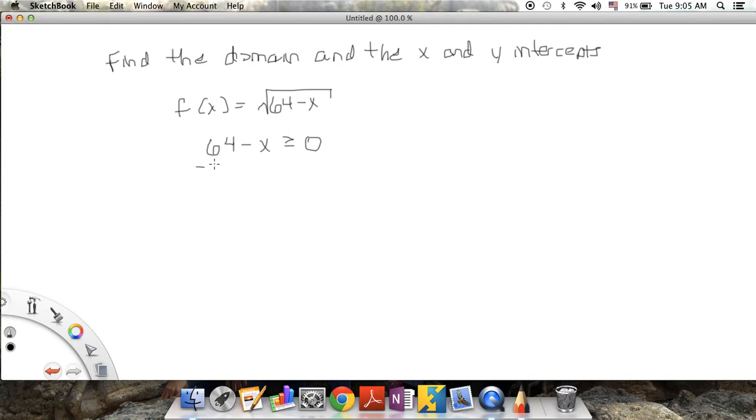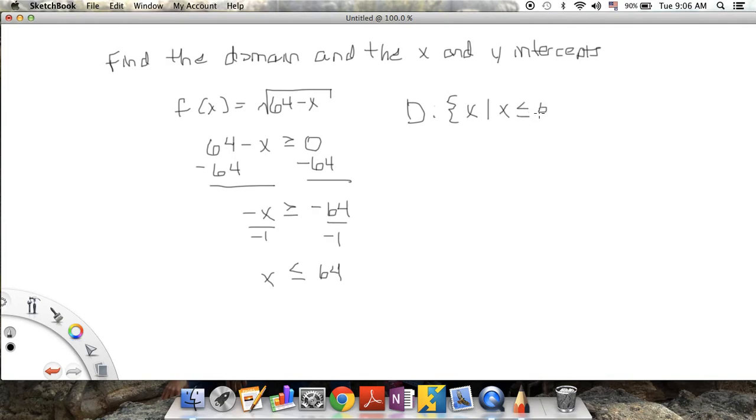So we subtract 64 from both sides. This is just algebra solving inequalities. And we get negative x is greater than or equal to negative 64. So we divide by negative 1. Now remember, when you divide by a negative and you're solving an inequality, you have to flip the inequality around. So our domain is x such that x is less than or equal to 64.